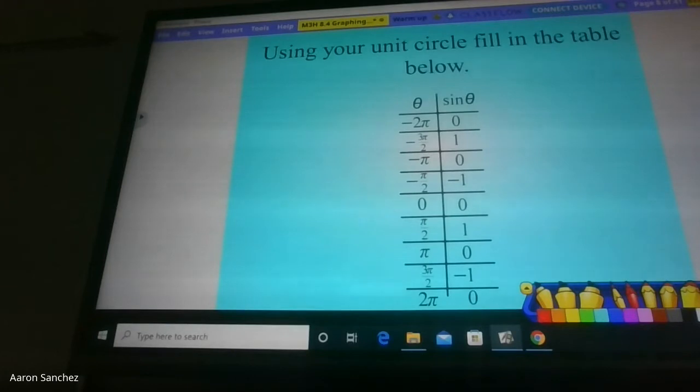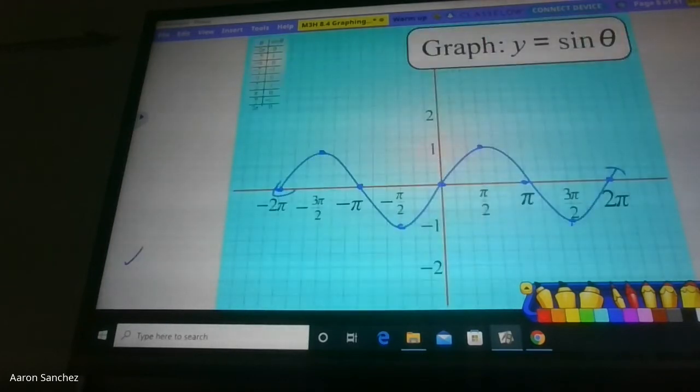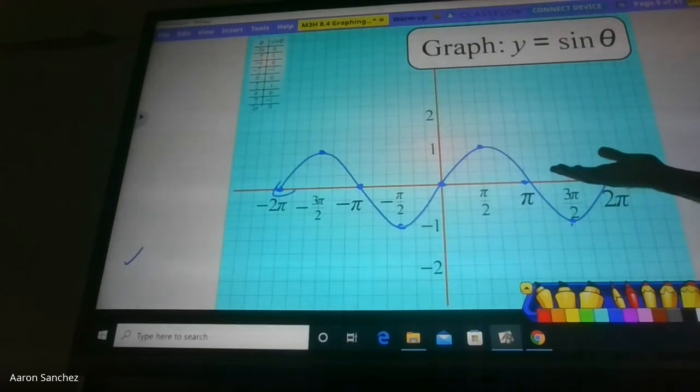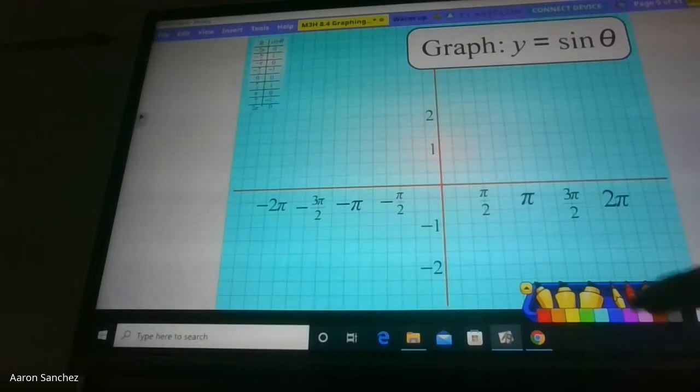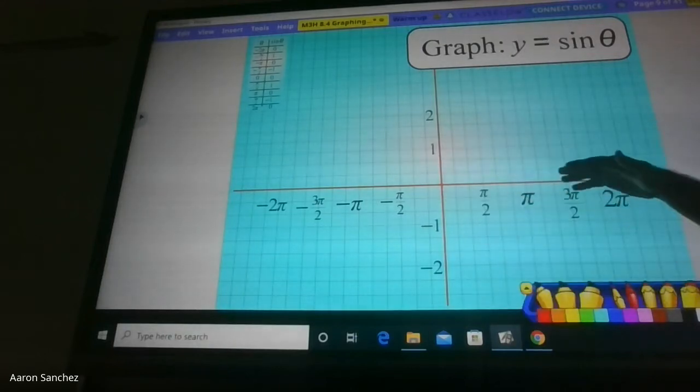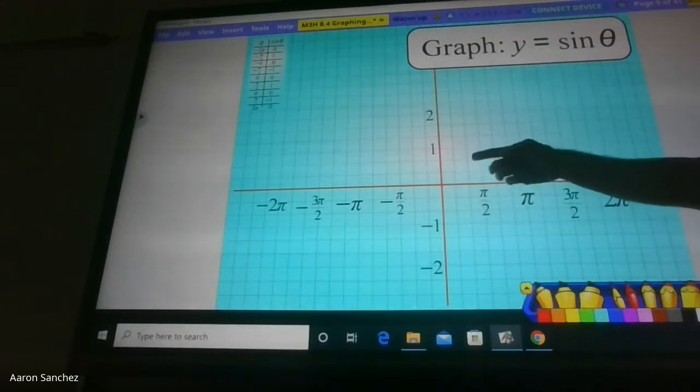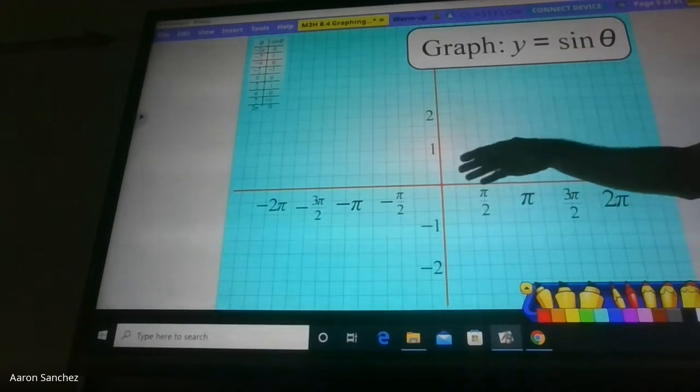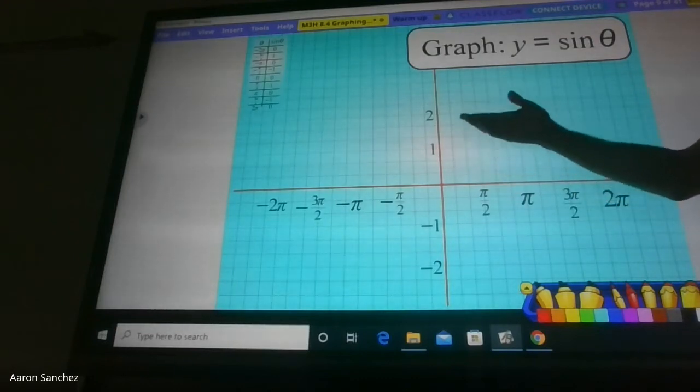Okay. Let's go ahead and graph it. So now we're going to do a graph, see what it looks like. On the graph, you're going to go up 1, up 2, however you want to do your scaling. I skipped 3. You guys might want to just go 1, 2. However you want to do it.